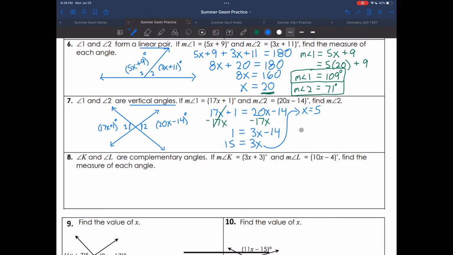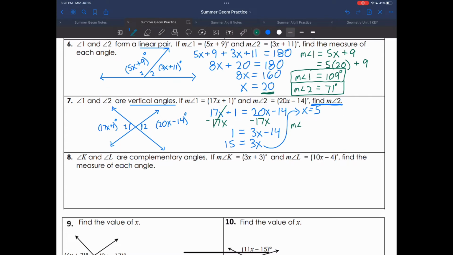And careful, that's not our answer. It wants us to ultimately find the measure of angle 2. So if we take that 5 that we got for x, we just need to plug it in for our angle 2. Technically, you could actually plug it in for this one if you want, because angle 1 and angle 2 are equal. So it really doesn't matter. Let's go ahead and write this out.